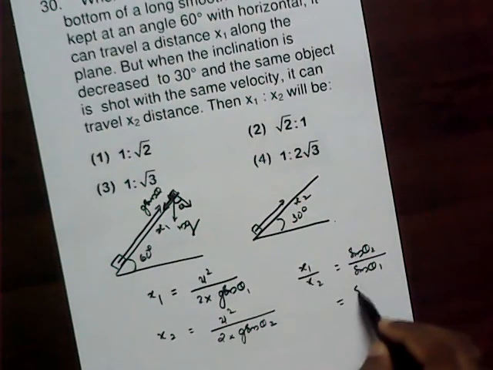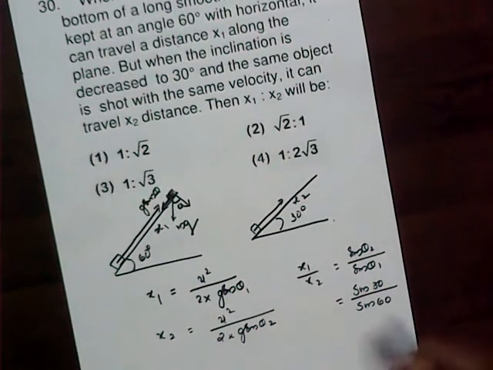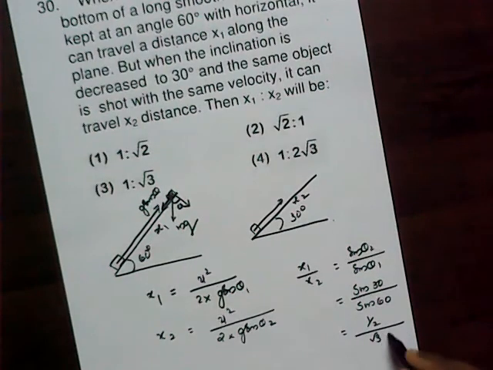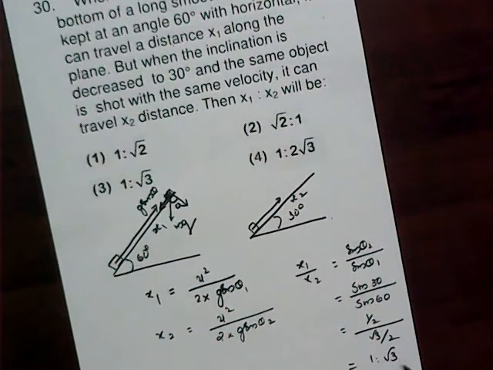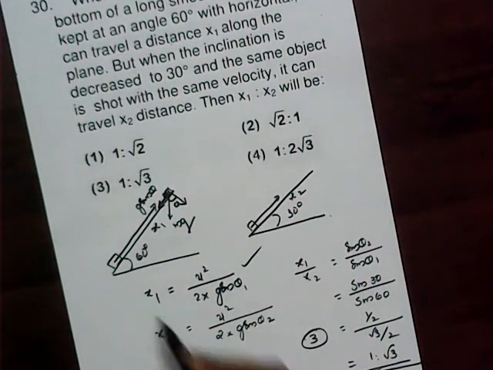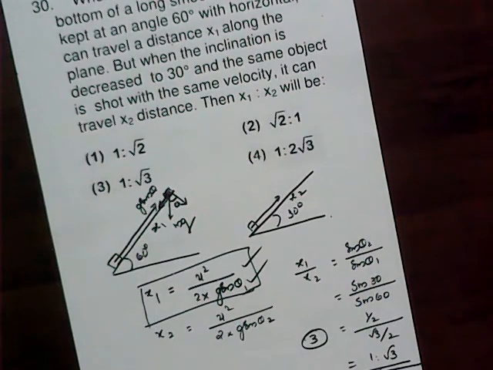What is sine theta 2 by sine theta 1? Sine 30 by sine 60. So that is equal to 1 by 2 divided by sine 60, which is root 3 by 2. So you get the answer 1 is to root 3. So 3 is the answer. The stopping distance is along the inclined plane, so the gravity component changes to g sine theta.